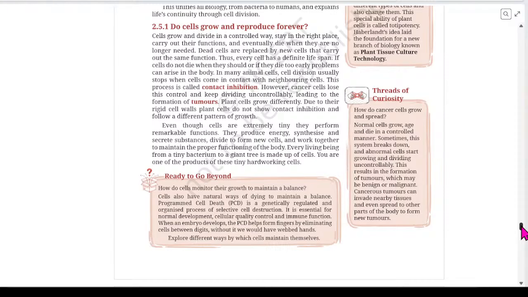So with this, we come to an end of the reading of chapter 2, Cell, the Building Block of Life.